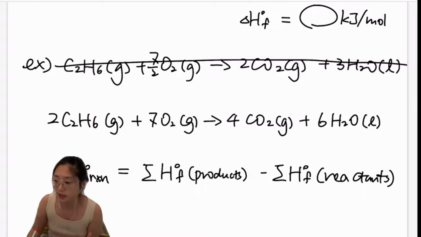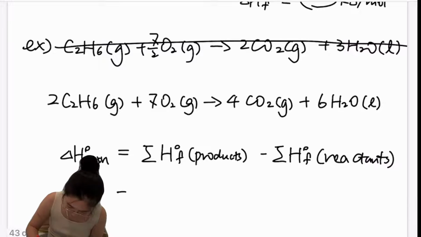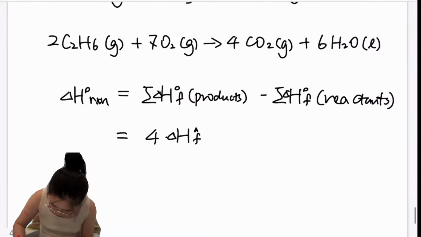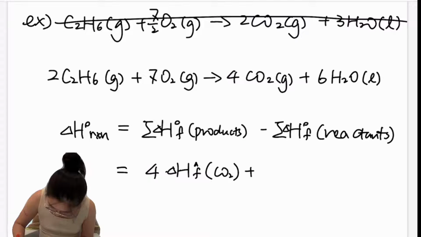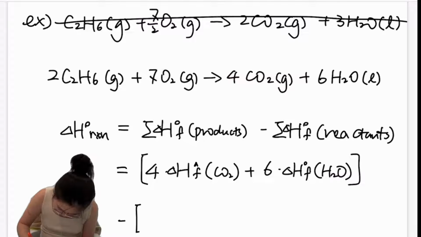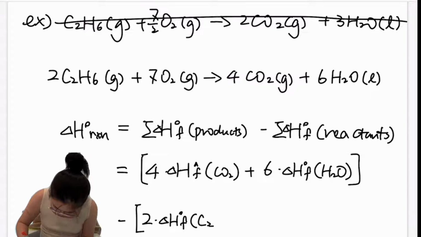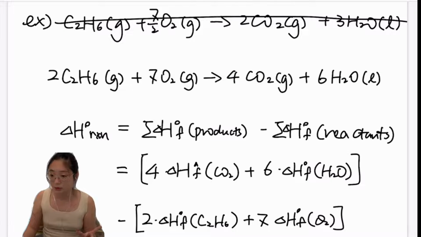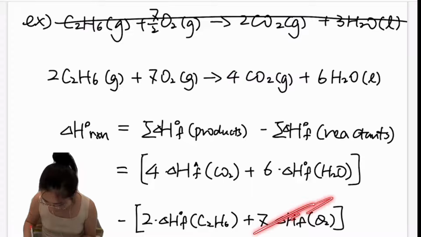And of course, the stoichiometry matters here. So the coefficient does matter. So that's going to be 4 times the enthalpy change of formation of carbon dioxide plus 6 times the enthalpy change of formation of water, minus 2 times the enthalpy change of formation of ethane plus 7 times the enthalpy change of formation of oxygen. Okay, and what we need to pay attention to here is this part is equal to 0.